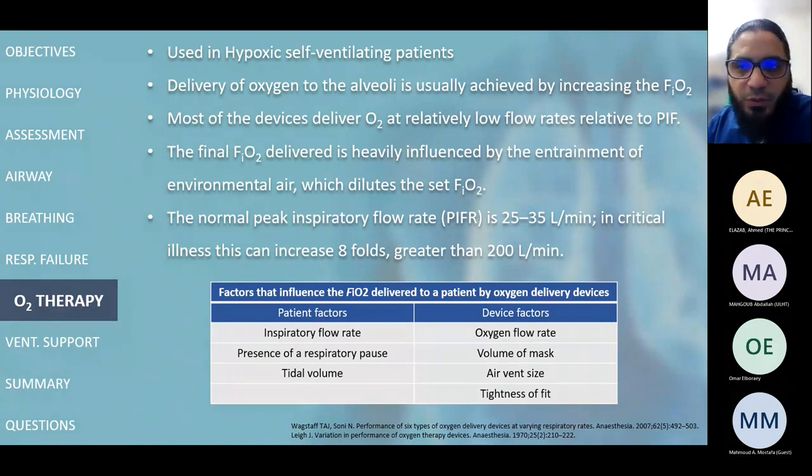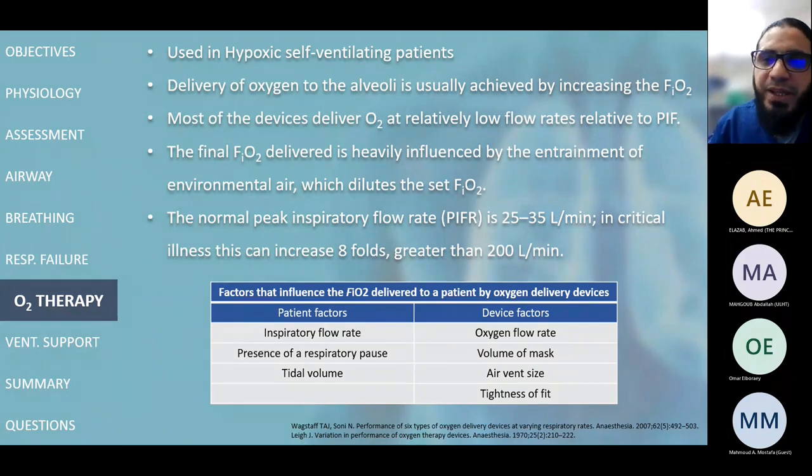Most of the devices that we use in the wards have low flow rates. And what does it mean? If you think about the normal flow rate that a normal subject uses at rest, it ranges from 25 to 35 liters per minute. It's not the amount of air that the person uses, it's the speed of flow from the atmospheric air down to the alveoli.